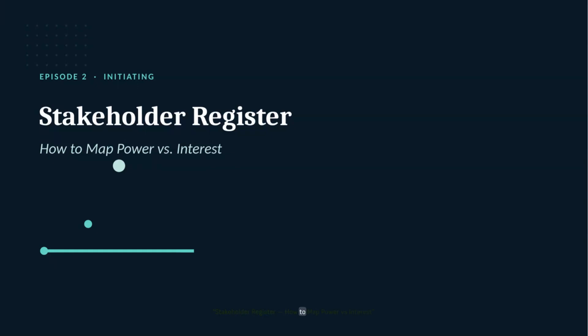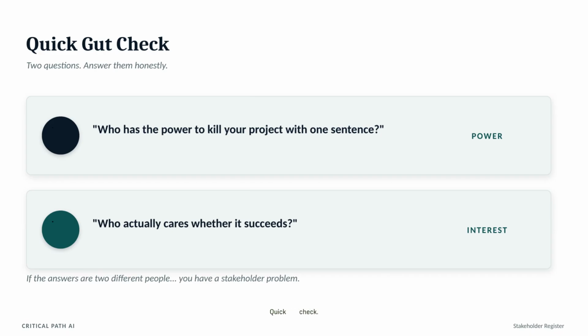Stakeholder register, how to map power versus interest. Quick gut check. On your current project, who has the power to kill it with one sentence? Now, a harder question, who actually cares whether it succeeds? If those are two different people, you have a stakeholder problem. And it's the second most skipped step in project management, right after the charter.